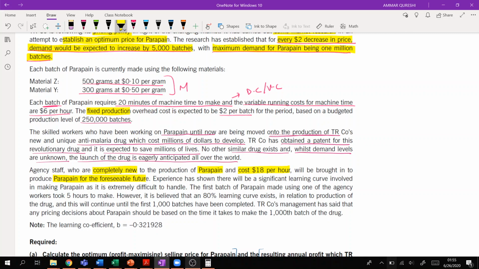Experience has shown that there will be a significant learning curve involved in making the paraffin as it is extremely difficult to handle. The first batch of paraffin made by one of the agency workers took 5 hours to make. That means one batch requires 5 hours. However, it is believed that an 80% learning curve exists in relation to the production of the drug, and this will continue until the first 1000 batches have been completed. So after the completion of the first 1000 batches, in each batch, how many units are we manufacturing? I think I missed something.